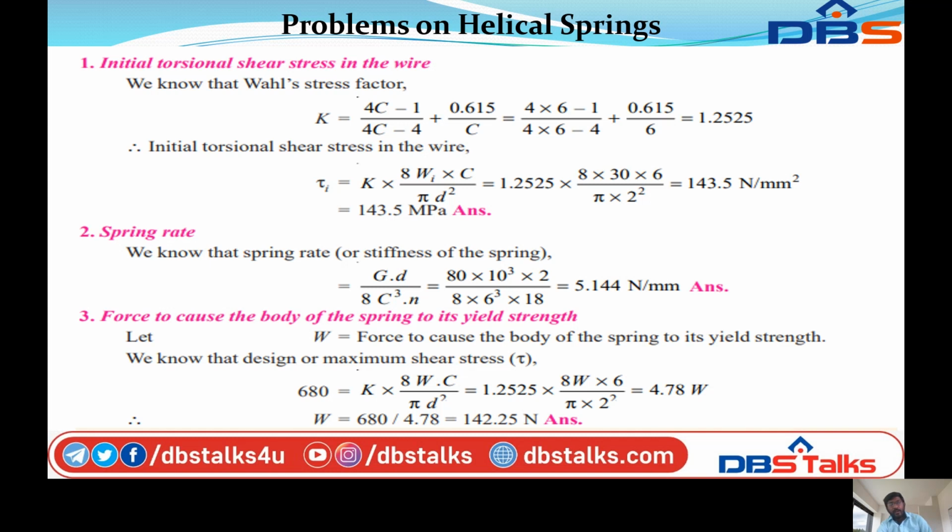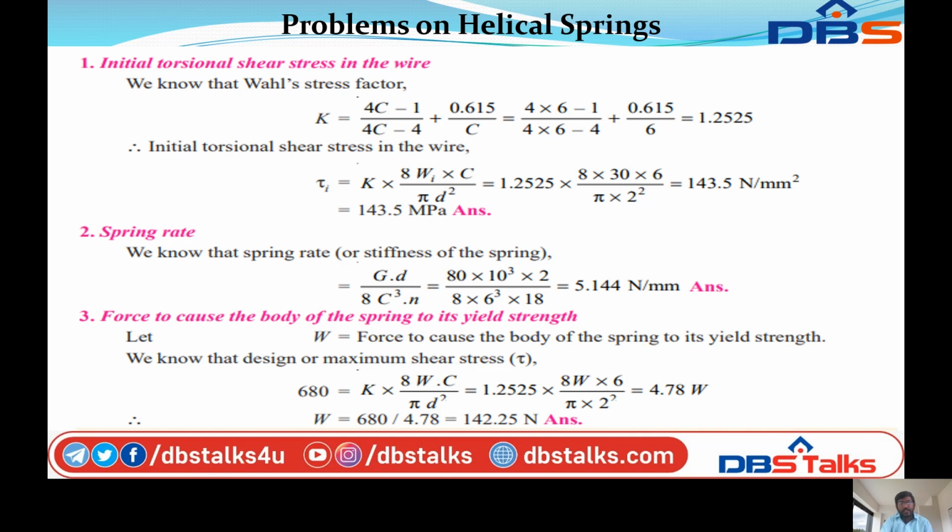So we know that the Wahl's stress factor K is equal to (4C minus 1) by (4C minus 4) plus 0.615 by C. So you can calculate the K factor. So K is 4 into 6 minus 1 by 4 into 6 minus 4 plus 0.615 by 6. Finally, you can calculate K is equal to 1.2525.